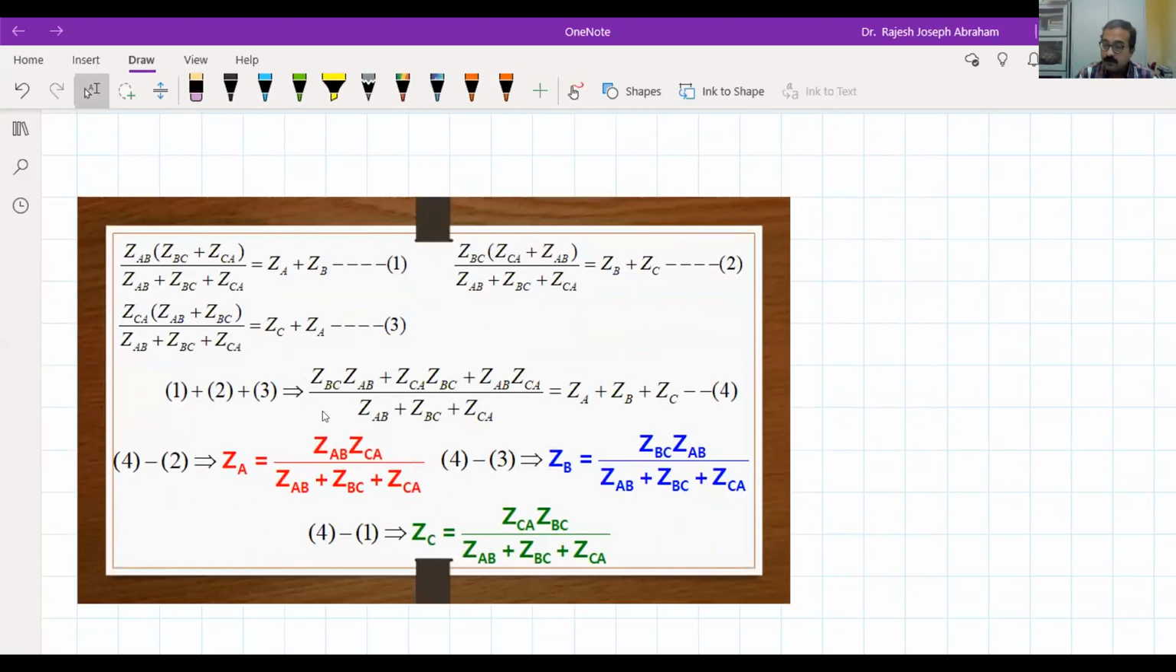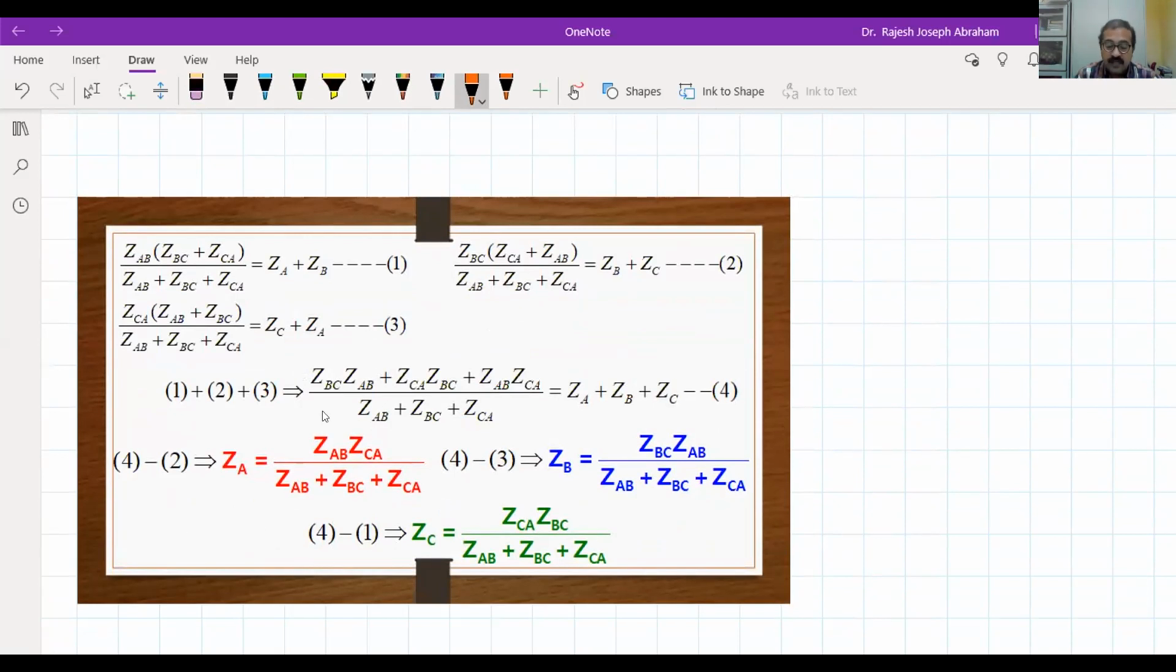Now you have to subtract equation 2 from equation 4. On the left hand side, ZB plus ZC will be subtracted, and you are left with ZA. So ZA will be ZAB into ZCA divided by ZAB plus ZBC plus ZCA. Fine.